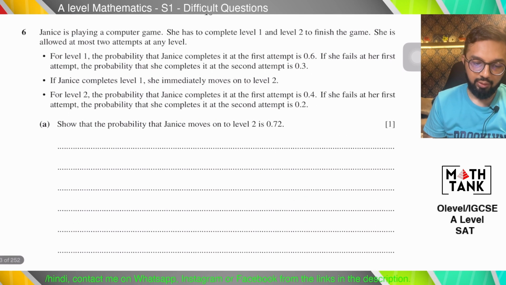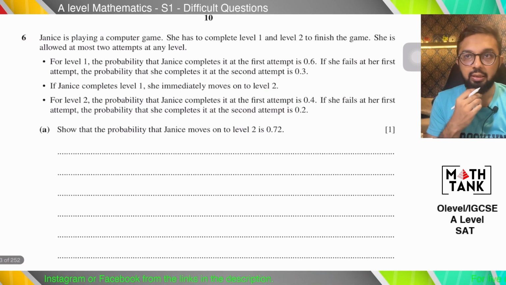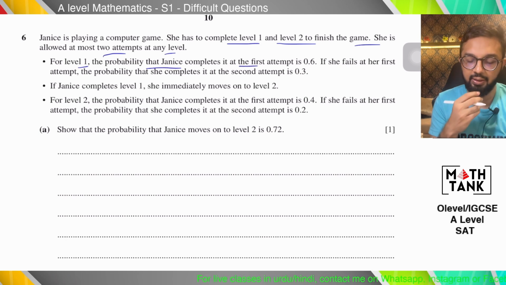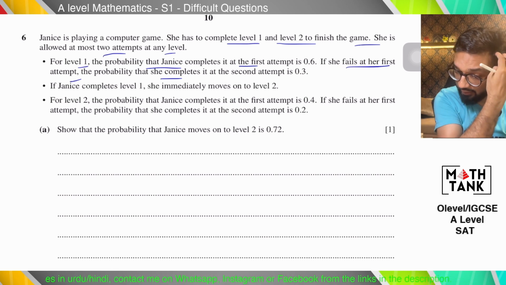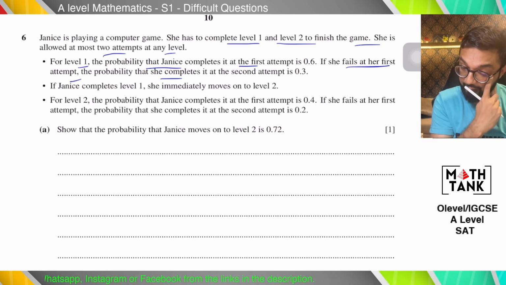The next tough question that I have for you is from June 2251. Janice plays a computer game. She has to complete level 1 and level 2 to finish the game. She's allowed at most 2 attempts at any level. For level 1, the probability that Janice completes it at the first attempt is 0.6. If she fails at her first attempt, the probability that she completes it at the second attempt is 0.3. If Janice completes level 1, she immediately moves on to level 2.